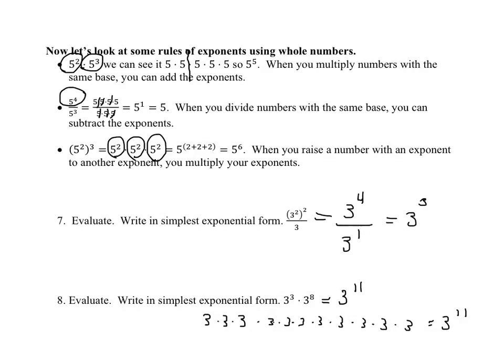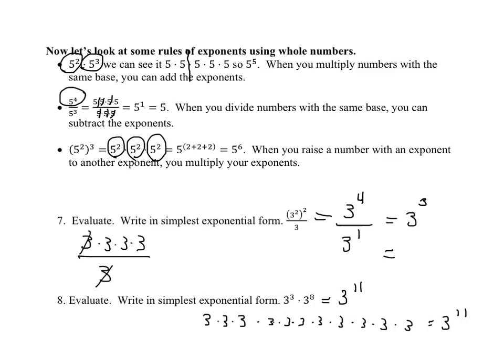third. Think, 3 to the fourth means 3 times 3 times 3 times 3. 3 to the first means 3. I divide out. 3 divided by 3 is 1. 3 times 3 times 3 is 3 to the third.